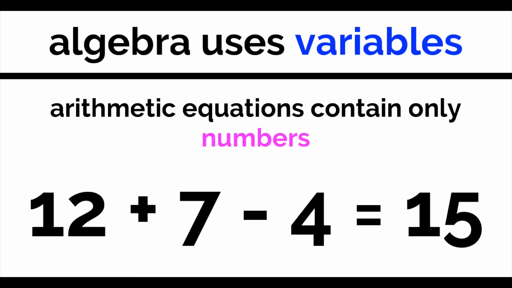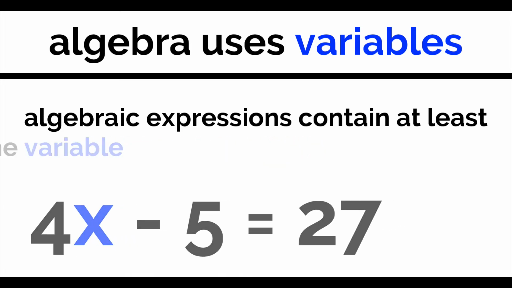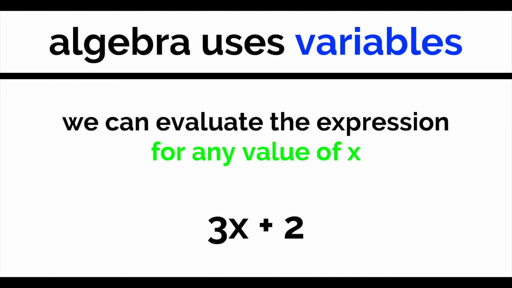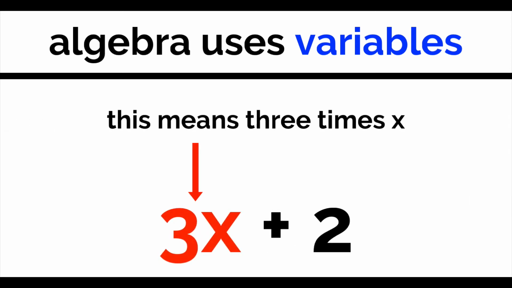In arithmetic, our equations simply contain numbers and arithmetic operations. An algebraic expression will always include one or more variables, as well as some numbers and operations. For example, 3x plus 2 is an algebraic expression. We can evaluate the expression for any value of x that we choose. We simply plug the value into the expression, understanding that we can represent the multiplication of two numbers by simply placing them next to each other.